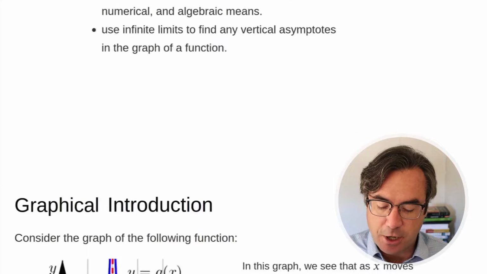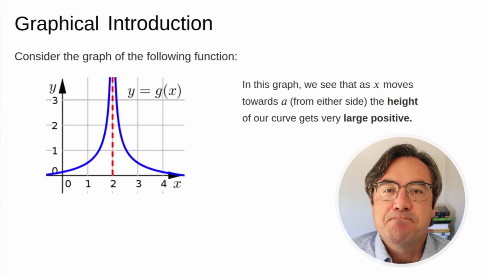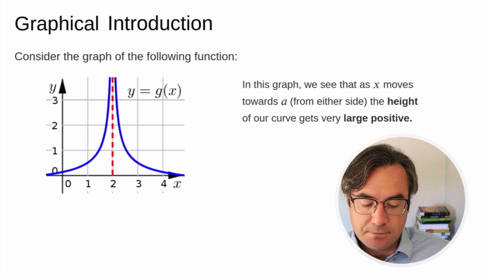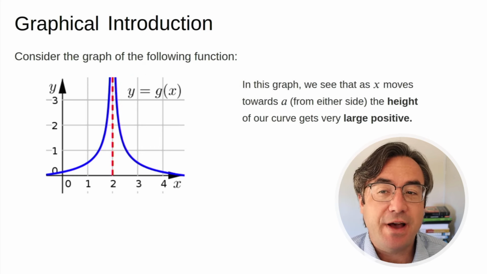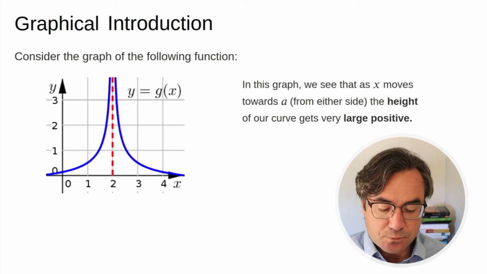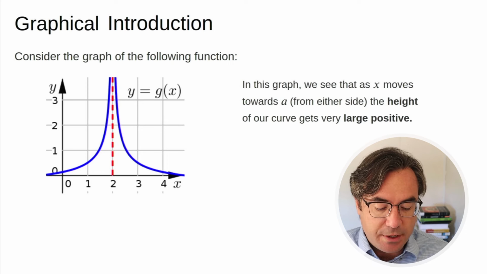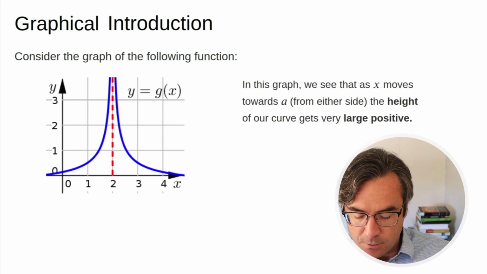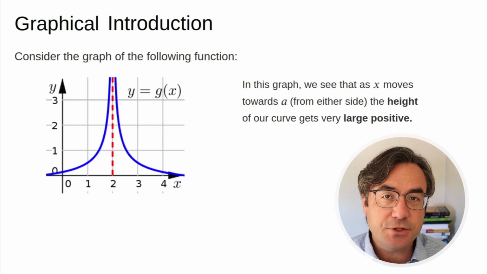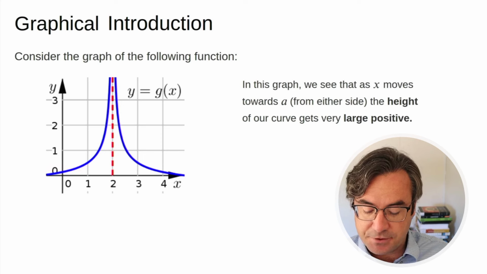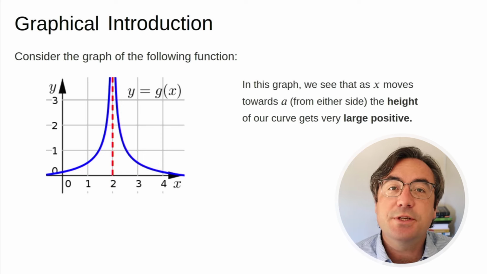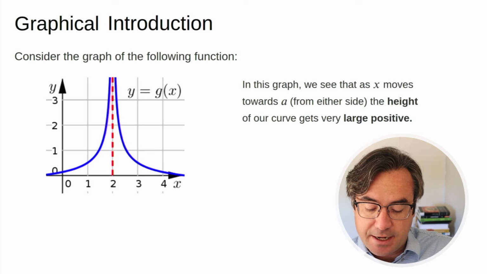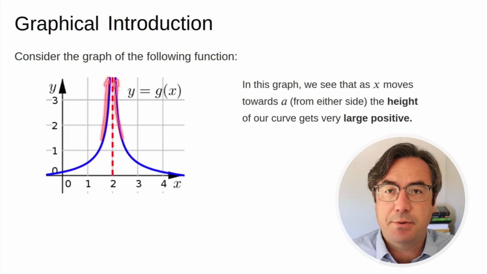All right, so let's just recall. What does an infinite limit look like graphically? Here we have a function y equals g of x, and we've seen this example before. What we notice is that as our input x moves closer and closer to the number 2 from either side, so we can approach from the left or from the right, the height of our function is getting larger and larger positive. On either side, our function is going up and up and up.